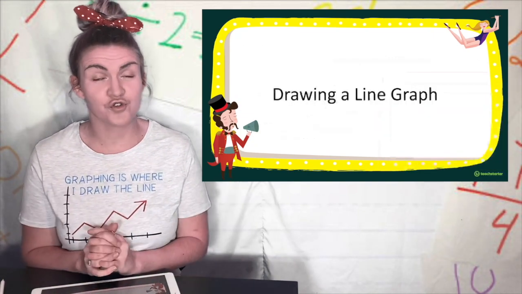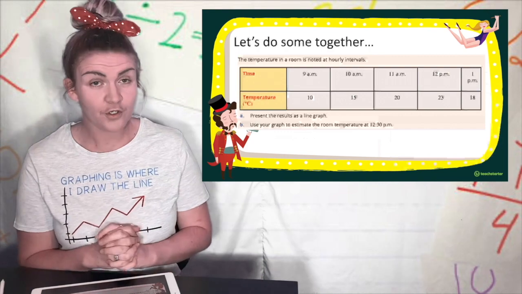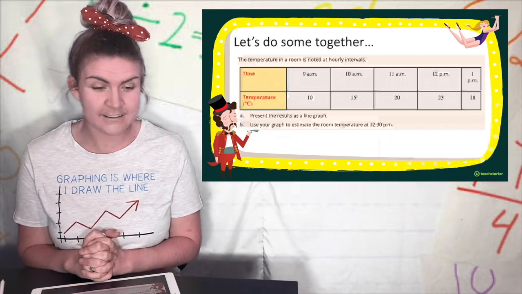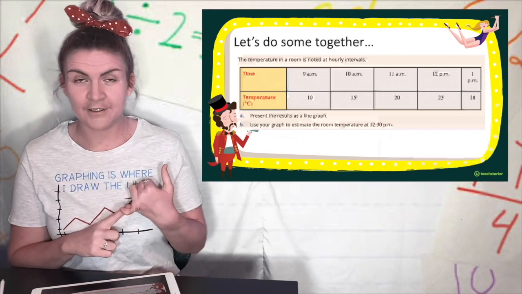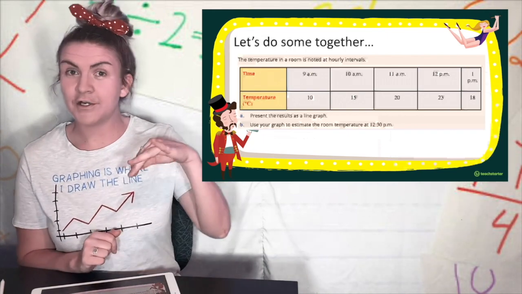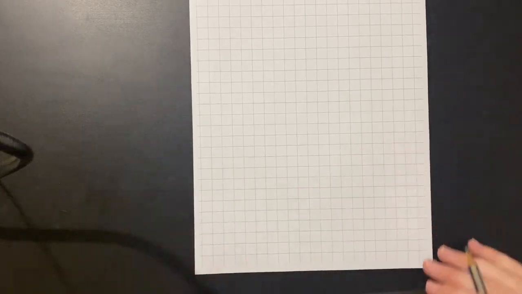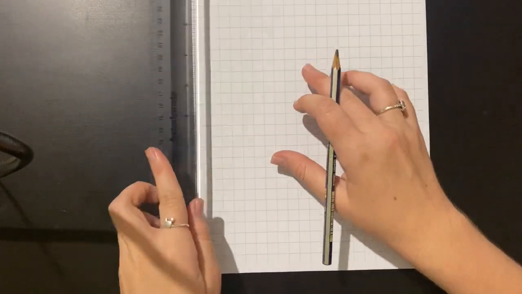Let's practice drawing line graphs. The question says, the temperature in a room is noted at hourly intervals. Present it in a line graph and make a prediction. We're going to switch views and draw a line graph. When creating a line graph, just like any graph, the first step is to rule up the axes.